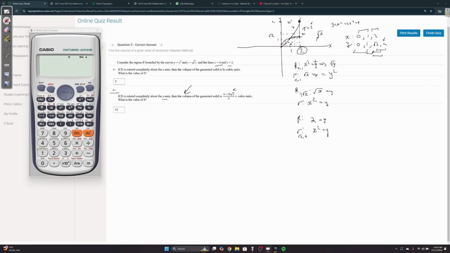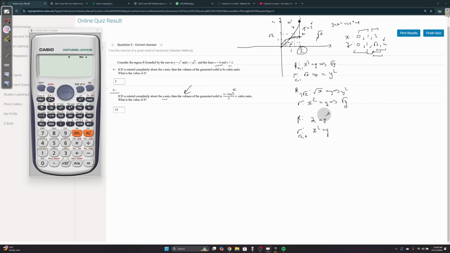Because you take the square root of both sides, it's going to be root y. You need to put it in terms of y. Root x, square both sides, you're going to get y squared. So I'm going to just put y squared. And for x squared equals y, square root both sides, you're going to get root y.